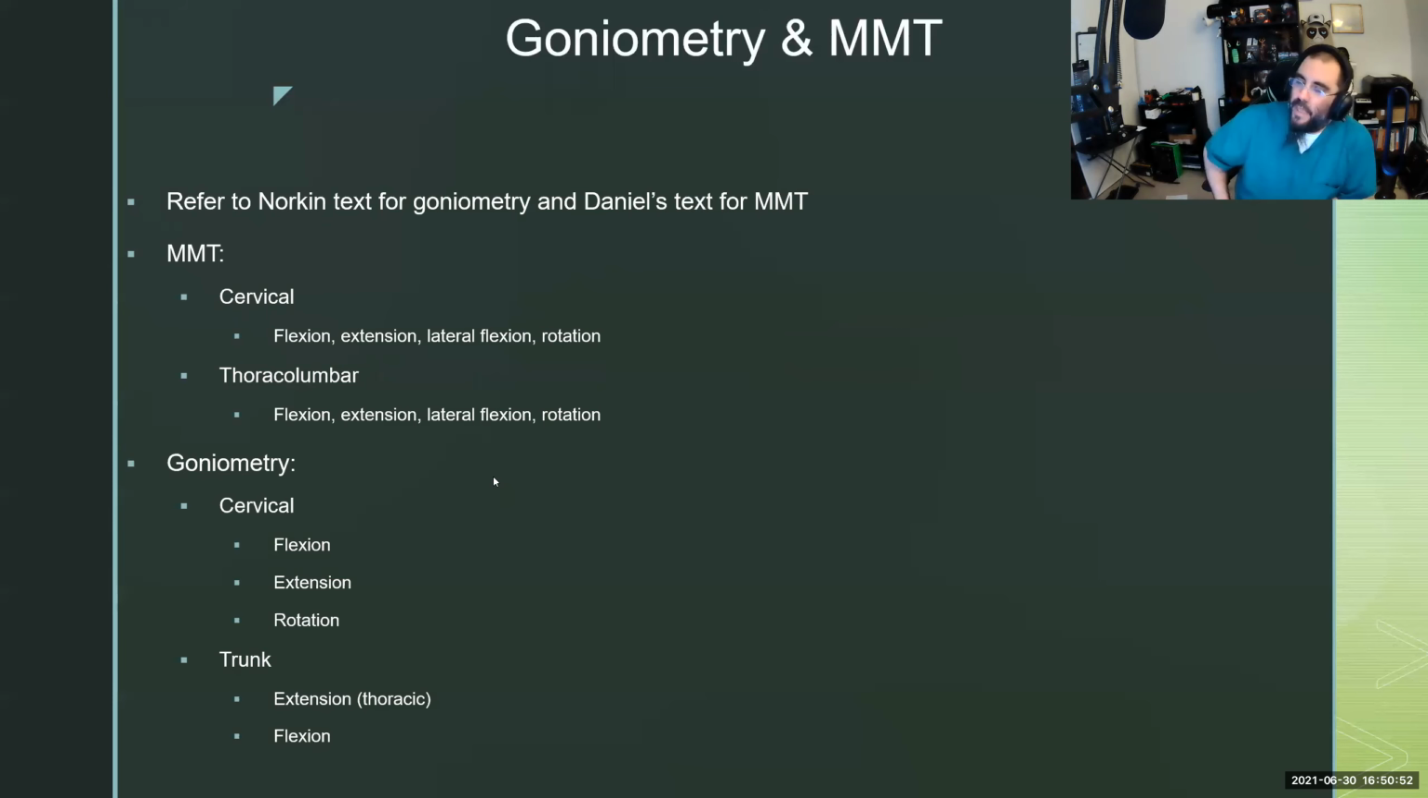All right, so manual muscle testing of the cervical and thoracolumbar region. Here is the good news. You are not going to be tested on these for your comps. I would suggest looking at them before you go on your clinicals, right? We're going to perform them. We're actually going to practice goniometry of the cervical region and the trunk, just so that you understand it. But manual muscle testing pretty much makes sense.